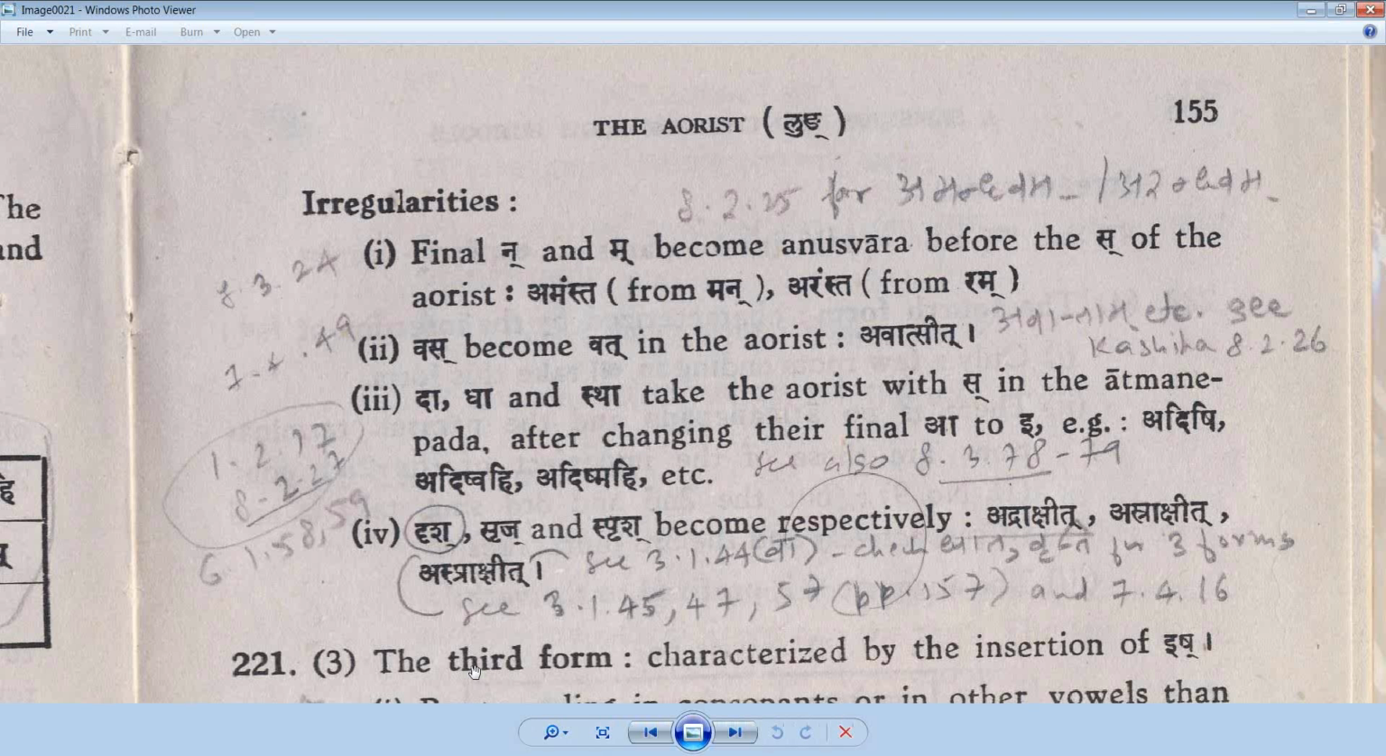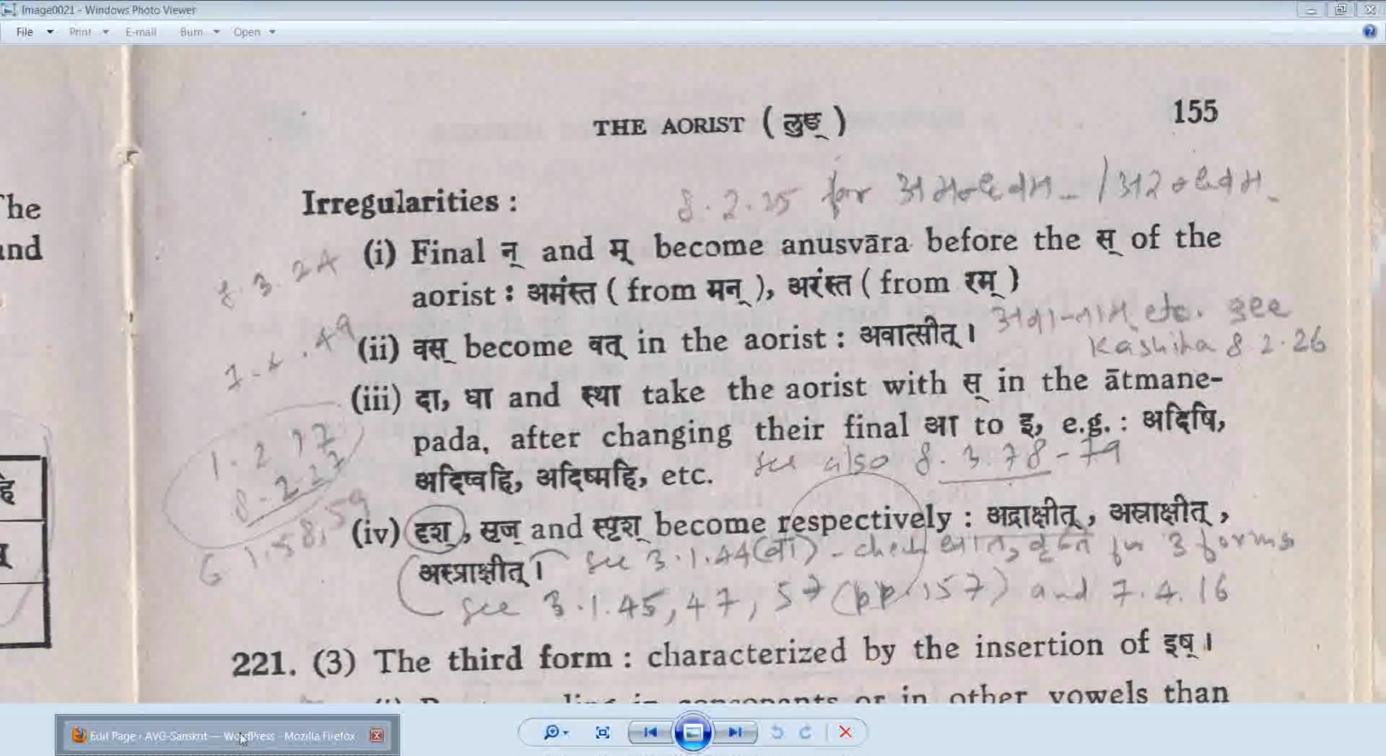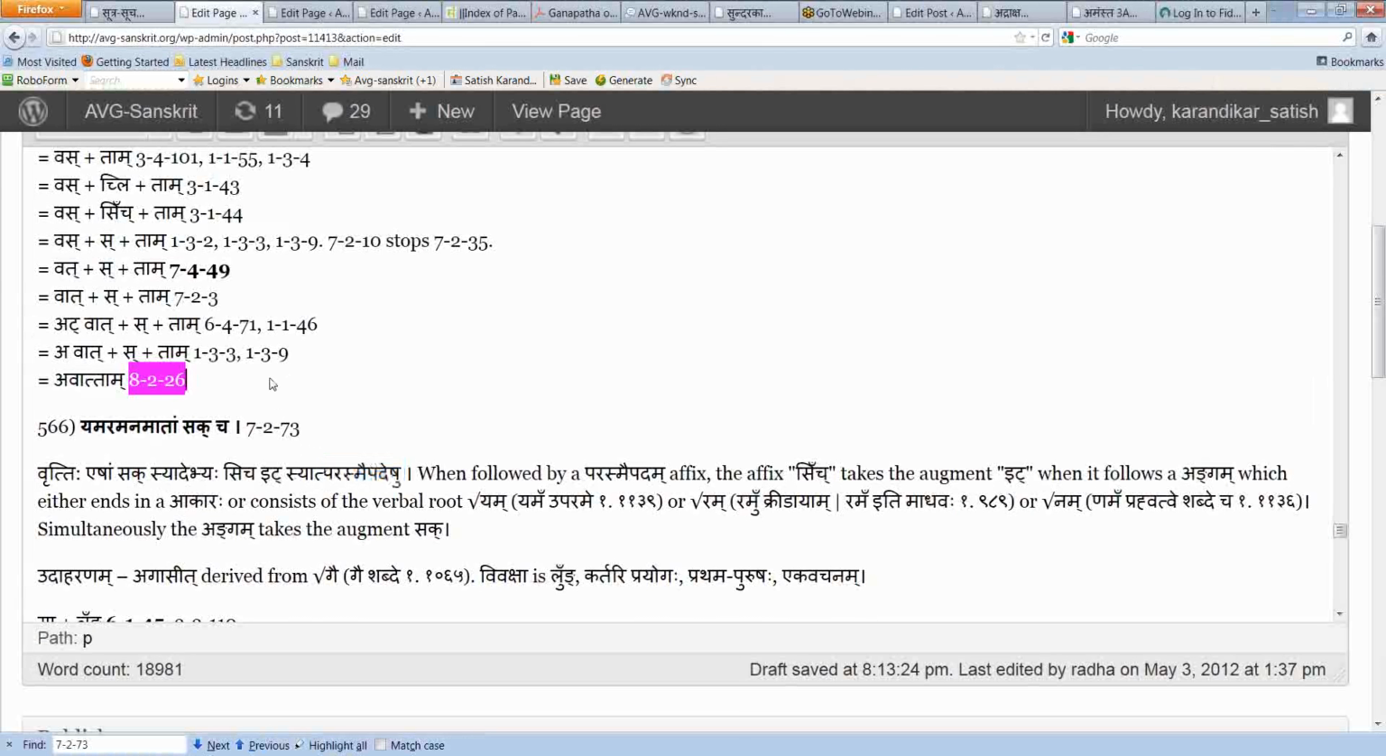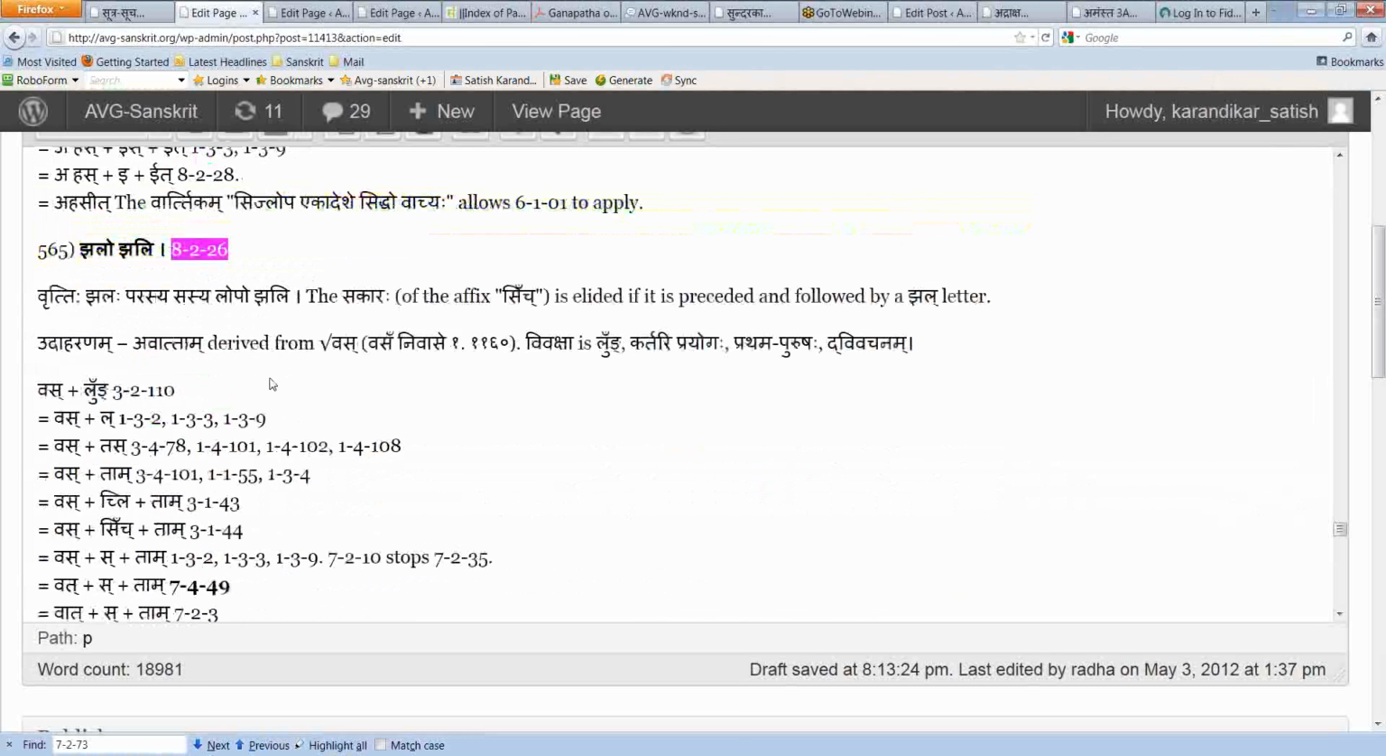That says that Vas becomes Vat in the Arishta. Avatsit. Okay, now this is a sutram which we have already studied earlier, which is the Sasyardha Dhatuke. Sasyardha Dhatuke. Let's go to our sutram here and look at an example. Avattam. It's right here, Avattam. Let's look at the example, I should say.